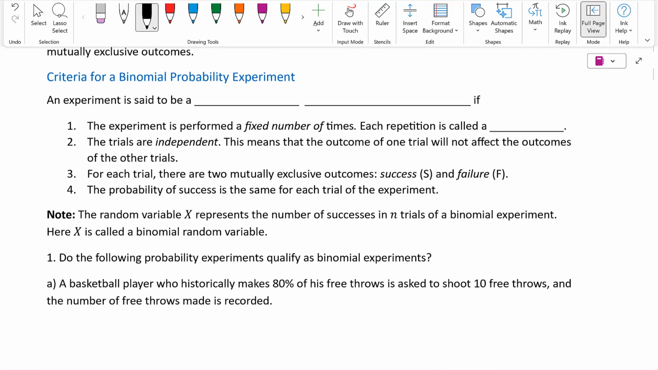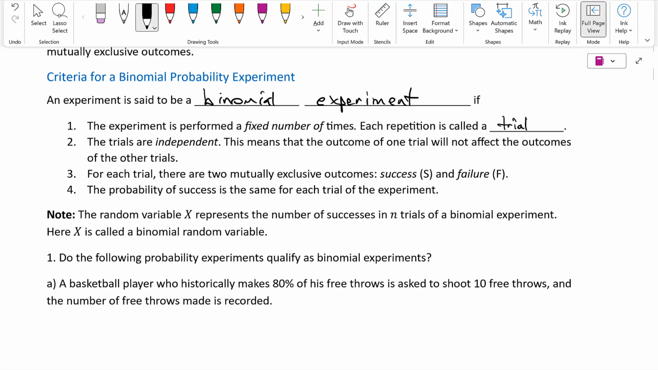An experiment is said to be a binomial experiment if it meets these four criteria. 1, the experiment is performed a fixed number of times. Each repetition is called a trial. 2, the trials are independent. This means that the outcome of one trial will not affect the outcomes of the other trials.